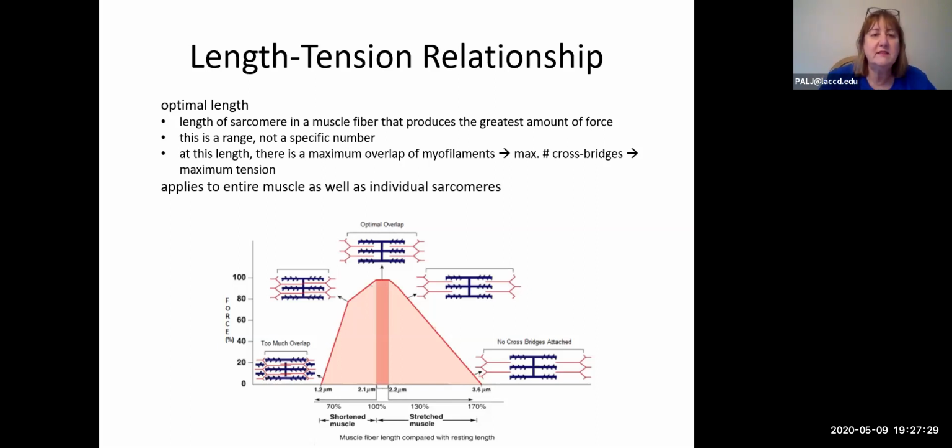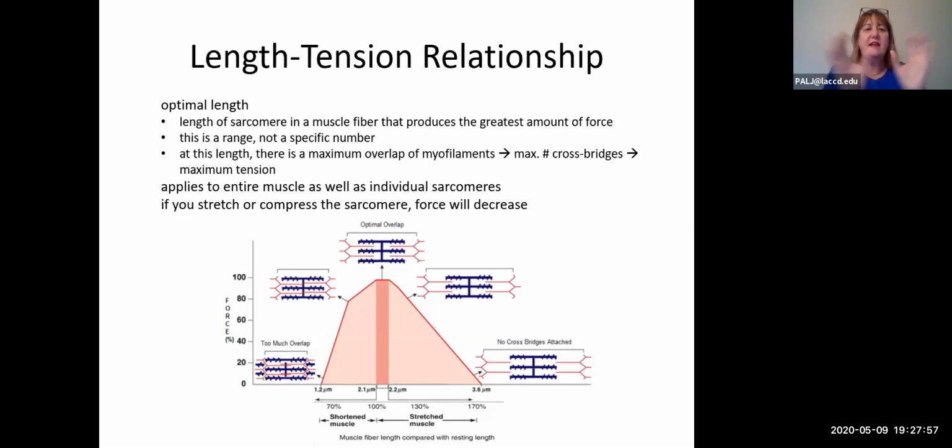So the area at the top, the plateau, is called the optimal length. And in the optimal length, you have the optimal overlap. In other words, you have the maximum number of overlaps. You have formed the maximum number of cross bridges, giving you the maximum tension. Okay, so hopefully you got that concept now. Not only do you understand the optimal, you understand if we stretch it, force goes down, and if we contract it even more, force goes down.